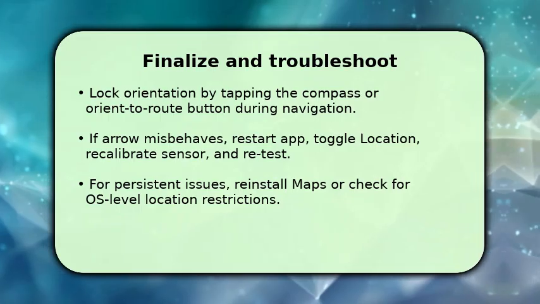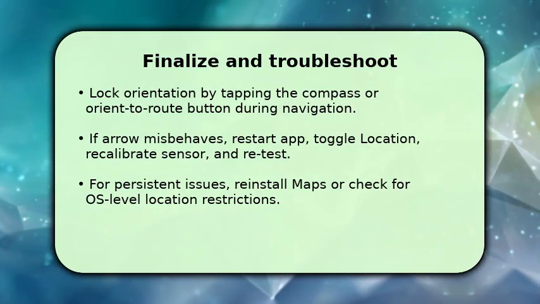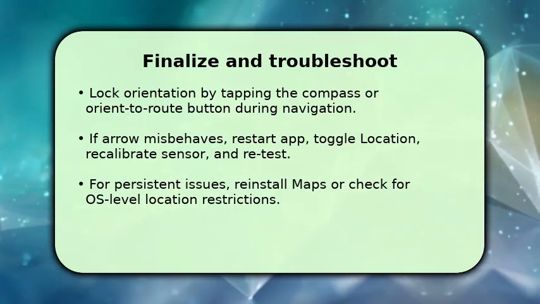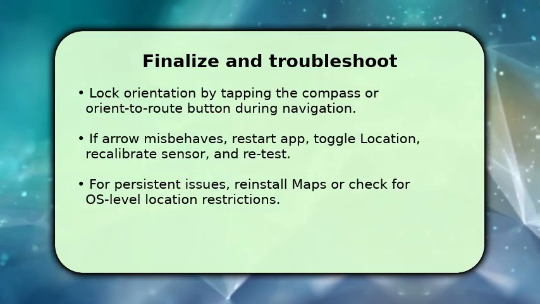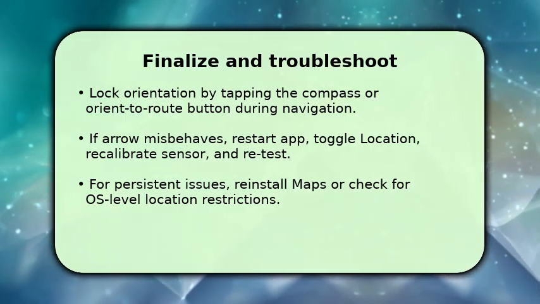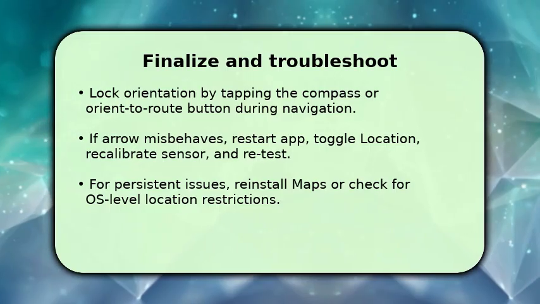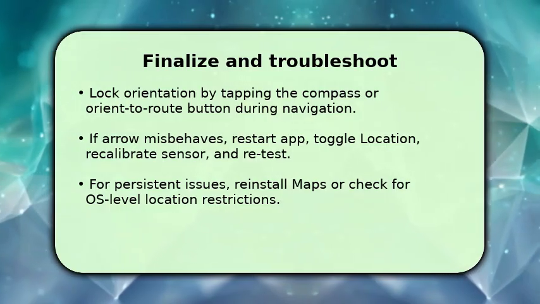If the arrow jitters or points wrong, restart Maps, toggle location off/on, recalibrate the compass again, and test another route. These steps resolve sensor drift or app glitches. If problems persist, reinstall the app and inspect OS location/privacy settings because system restrictions often block.